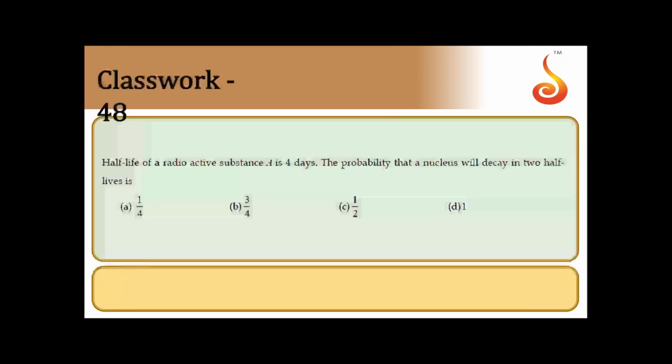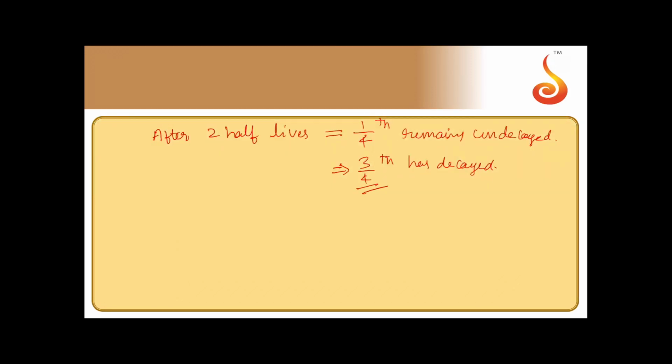So 1/4 is remaining, 3/4 has decayed, and what they are asking is what is the probability that nucleus will decay, not remaining, it will decay. So the probability of it getting decayed is 3/4. So that is option B.